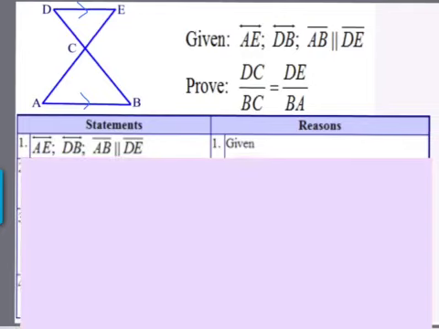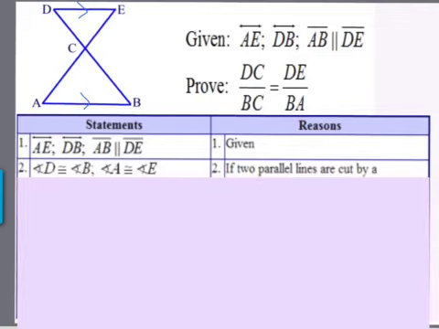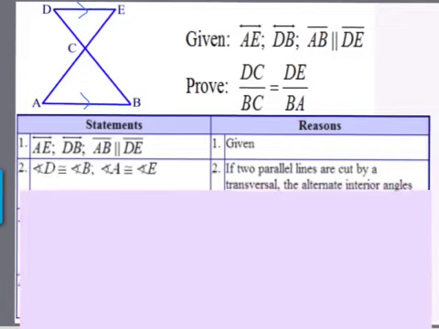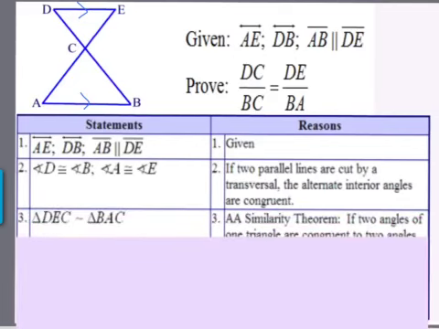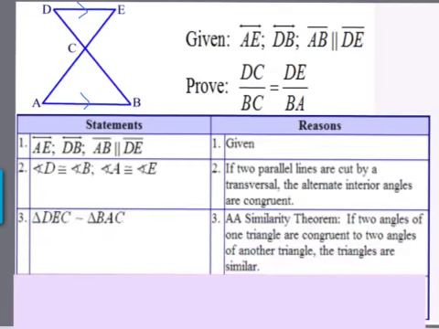Our second step can be that angle D is congruent to angle B, and angle A is congruent to angle E, because if two parallel lines are cut by a transversal, the alternate interior angles are congruent. You could have also used that angle DCE is congruent to angle ACB because intersecting lines form congruent vertical angles. That's another possibility. Either way, we just showed that triangle DEC is similar to triangle BAC by angle-angle similarity theorem.